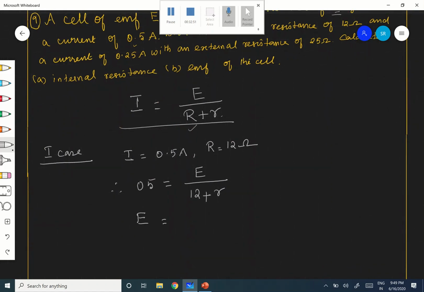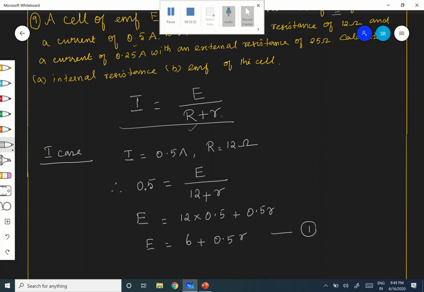Therefore, E is equal to 0.5 times 12 plus 0.5 r, and that is E equal to 6 plus 0.5 r. Are you following? Let it be equation number 1. This is with respect to the first case. Now go to the second case.